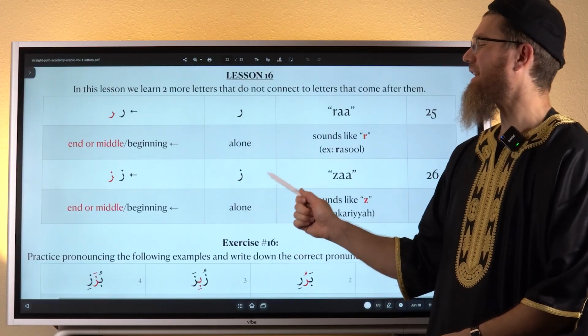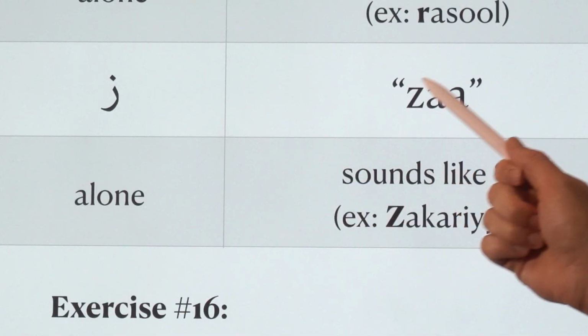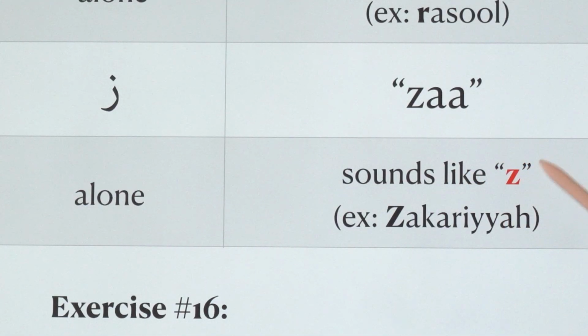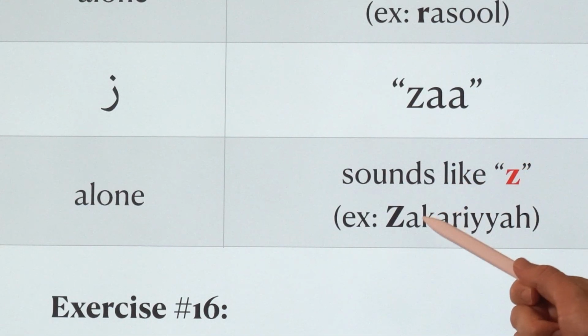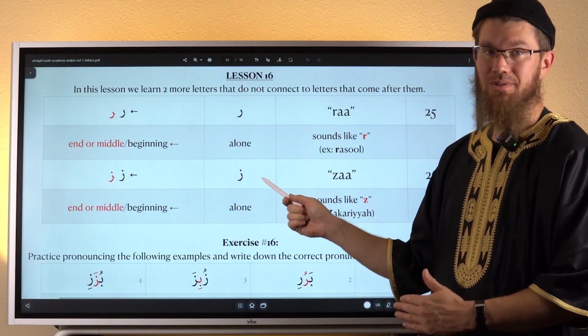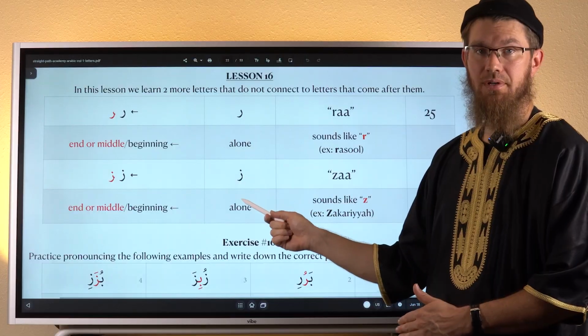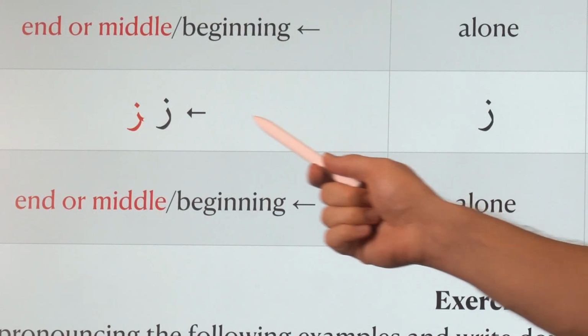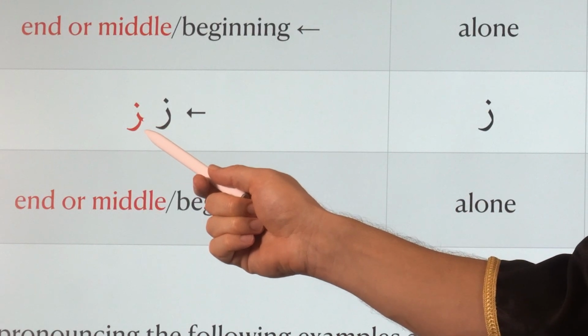And next we have the letter Za. And the letter Za sounds like the English Z. For example, the name Zakaria begins with the letter Za. And as we mentioned, the letter Za also will not connect to a letter coming after it. This is how it looks alone, this is how it looks in the beginning, and this is how it looks in the middle or end of a connection.